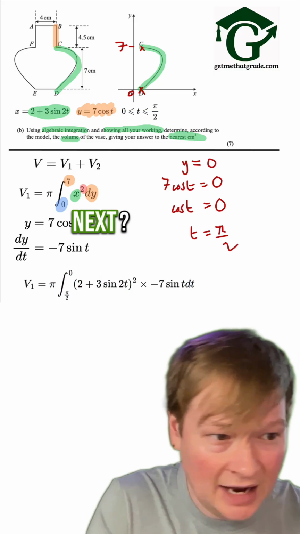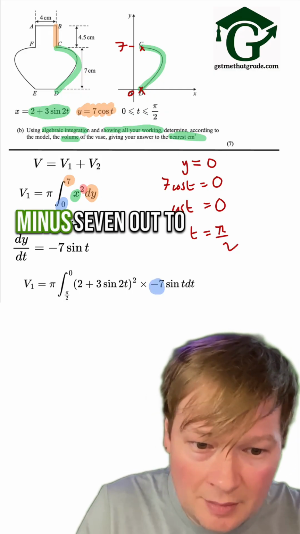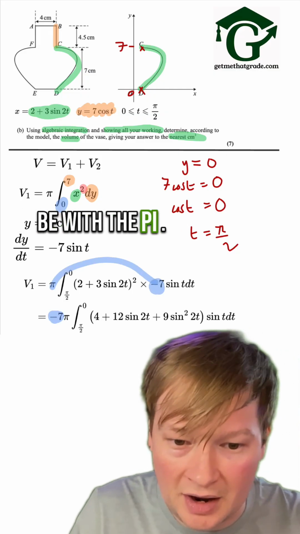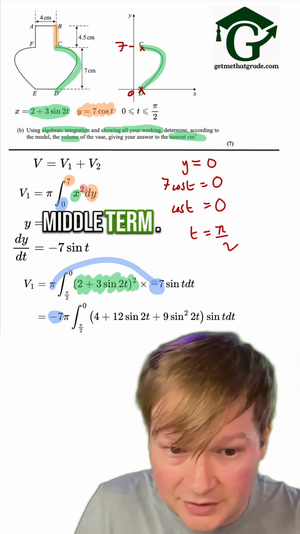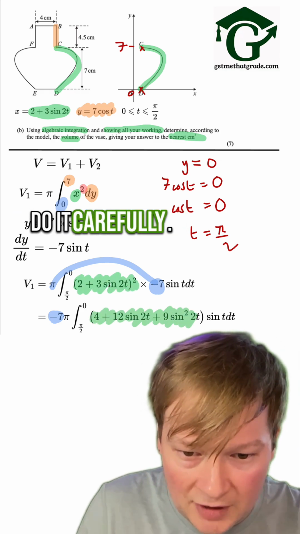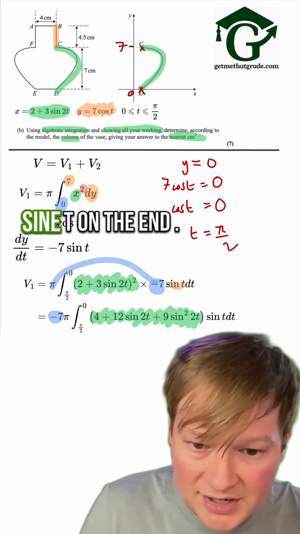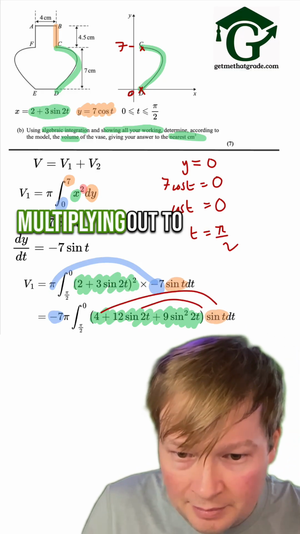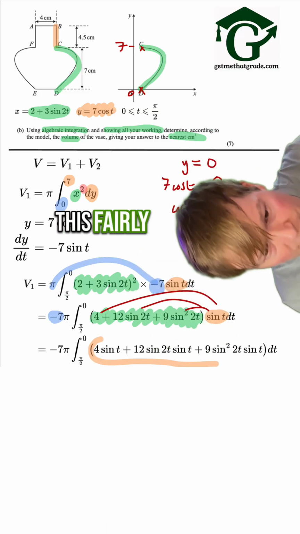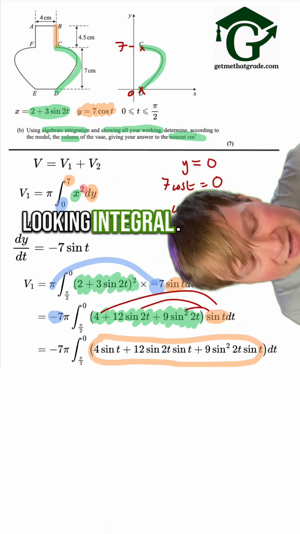What am I going to do next? Well, I'm just going to tidy this up by bringing the minus 7 out to the front here to be with the pi. And then I'm going to expand these double brackets, not forgetting the middle term. It's really important. Do it carefully. And not forgetting also that I've got a sine t on the end. Next, I'm going to expand the brackets, multiplying out to get this fairly intimidating looking integral.